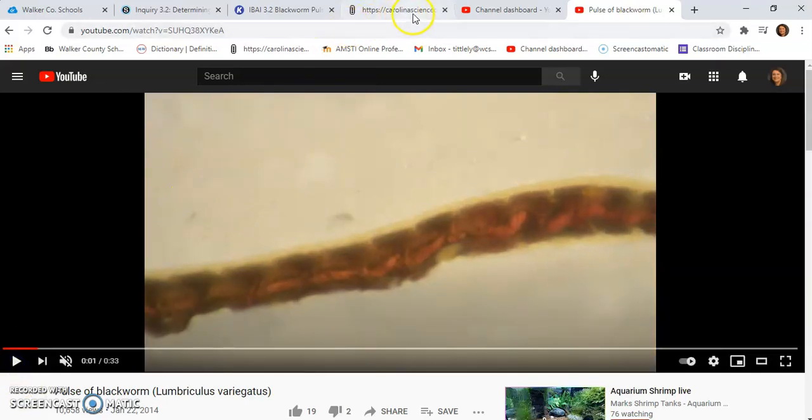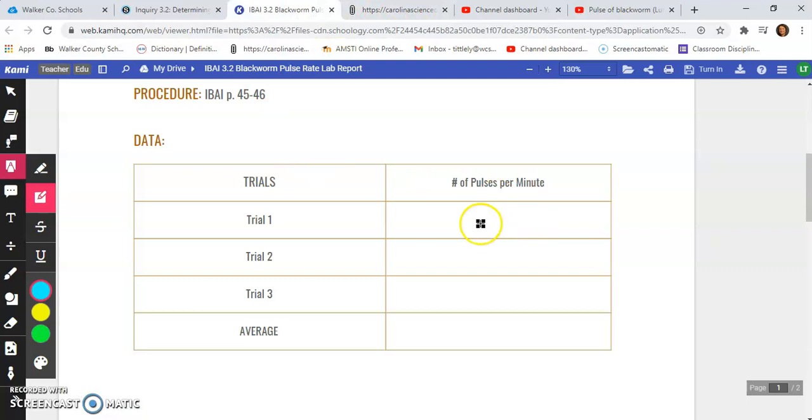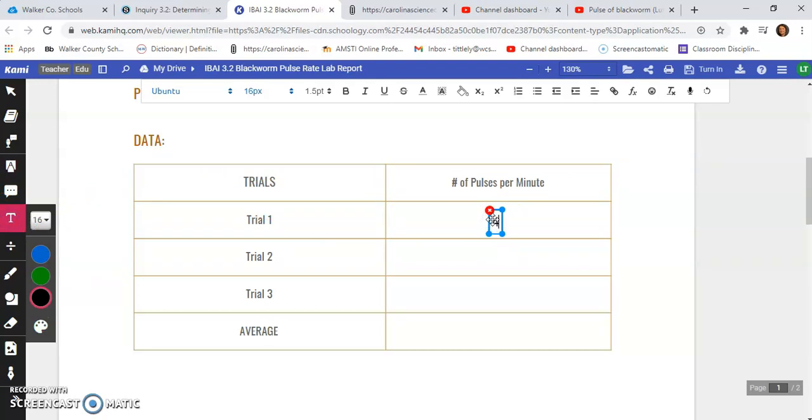So let's go back to our data table, and we would type in 4. Let me switch over to text box, and I'm going to put a 4 here. Oh wait, I forgot to multiply it by 2. So 4 times 2 is 8. So it was 4 in 30 seconds, so that means per minute it would be about 8.